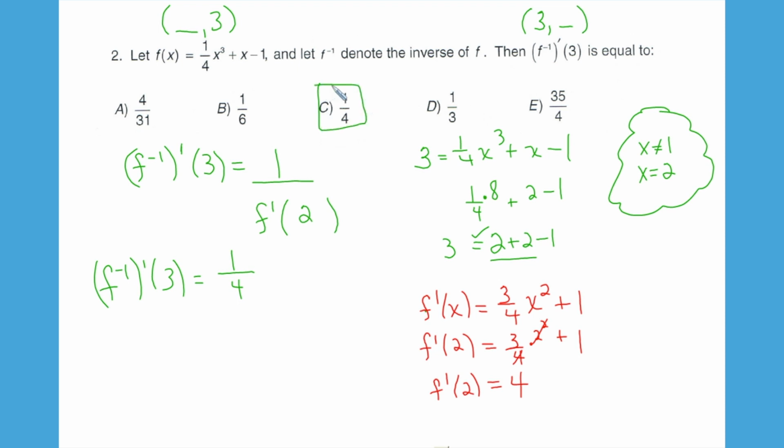Oh man, this is getting easy, isn't it? I know. This is kind of tough because you have to guess and check to find the x, but it's still not hard. They're not going to give you hard numbers.